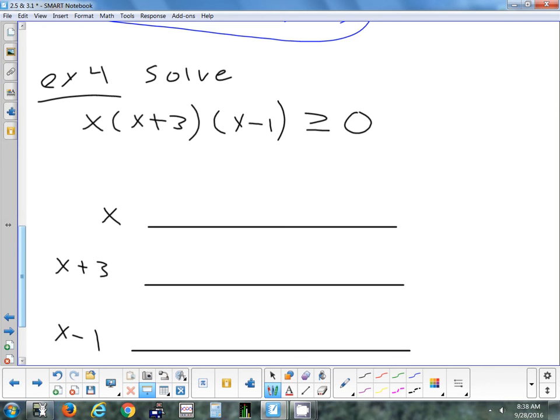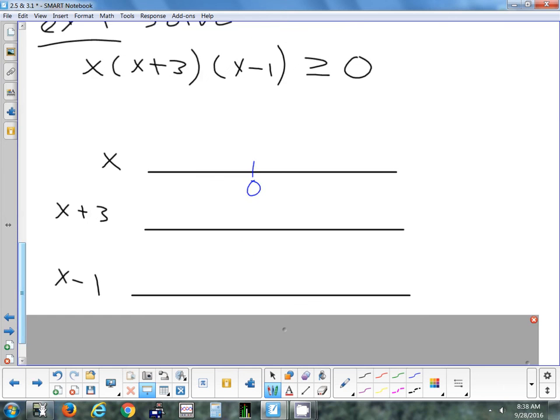Okay, what value would you plug into the first factor to make it 0? Yep, John? 0. How about the second factor? Yep, -3. And the last one would be +1. Now determine the behavior in each section. For my first factor, numbers less than 0, plugging them in will give me a result of negative. Greater than 0 will give me a result of positive.